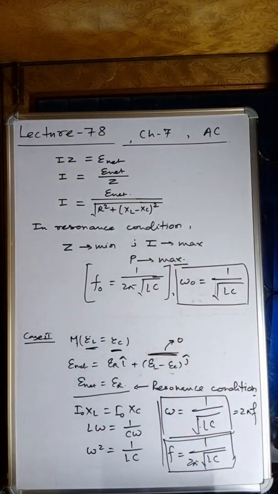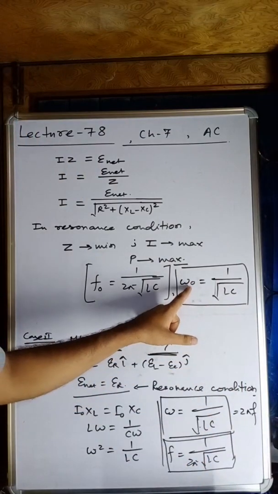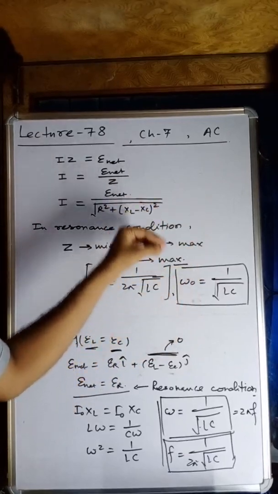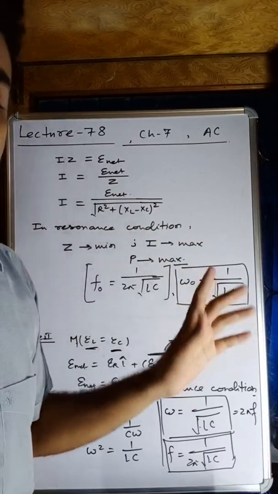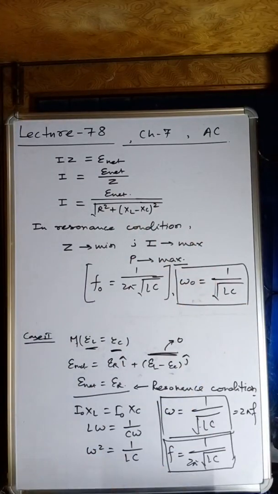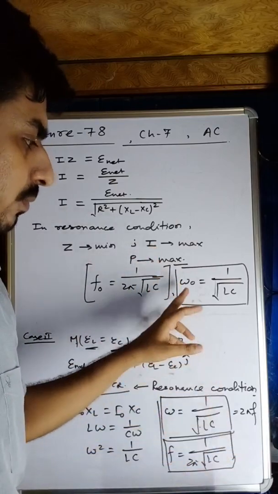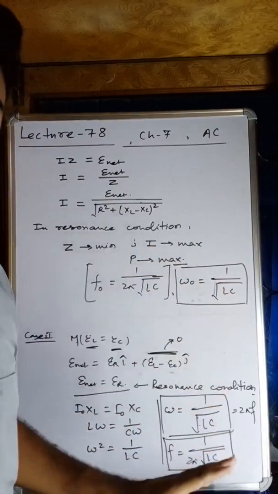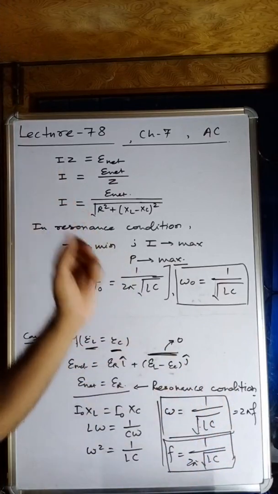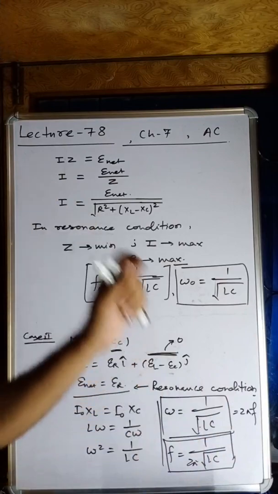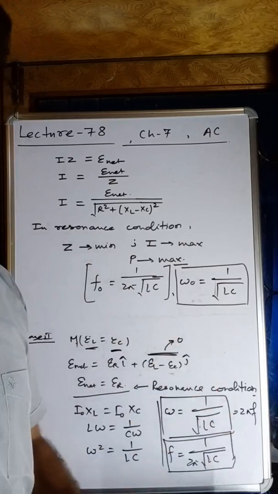Now my question: if we increase the value of frequency omega further or decrease the value of omega, what will happen? Will the current increase or decrease? It is quite obvious. If it is the maximum value, then for any value of omega except this 1 by root under LC, the current will change. How this current will change, we can analyze using this equation. So let us analyze this particular equation and try to plot the graph.